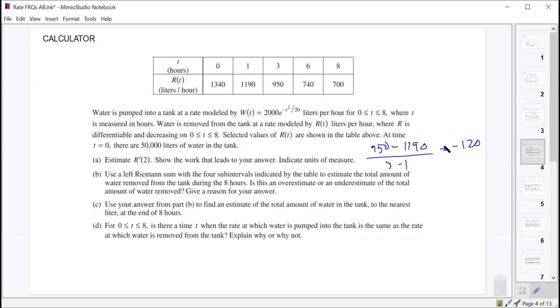Units of measure, let's see here. We've got liters per hour squared. Looks like liters per hour per hour. Everybody go with part A?